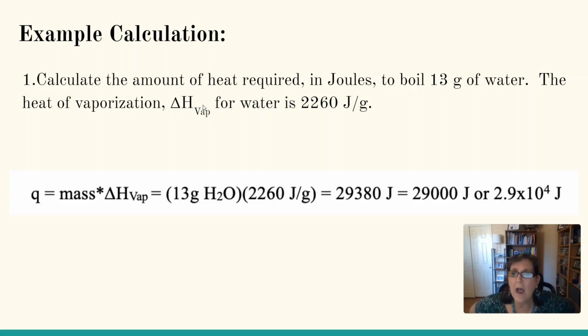Now 29,380 needs to stay 29,000, not 29. Okay, remember, when you round, you have to keep the value of the number. It's 29,000 joules. Or you could put it in scientific notation if you want. You don't need to. 2.9 times 10 to the 4th joules.